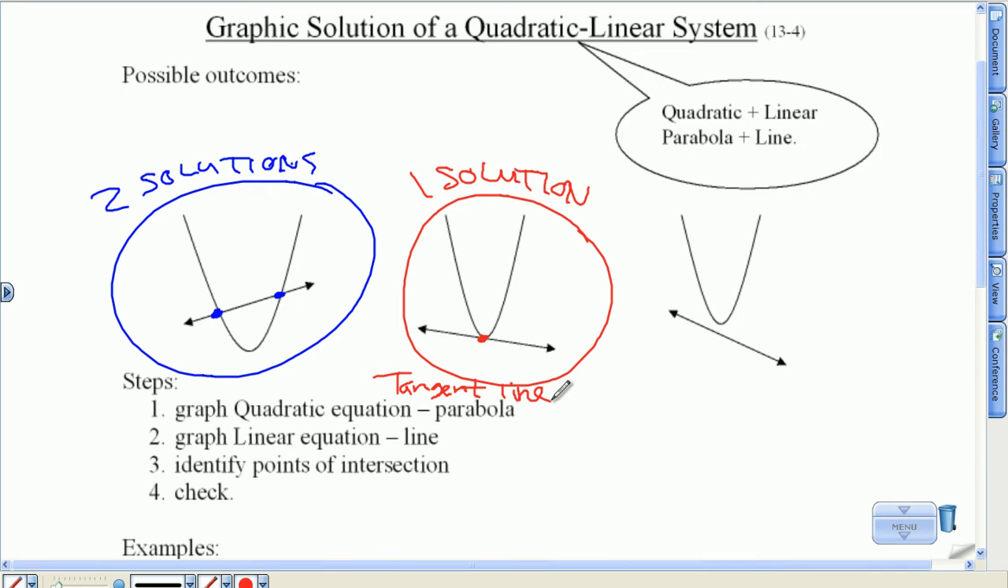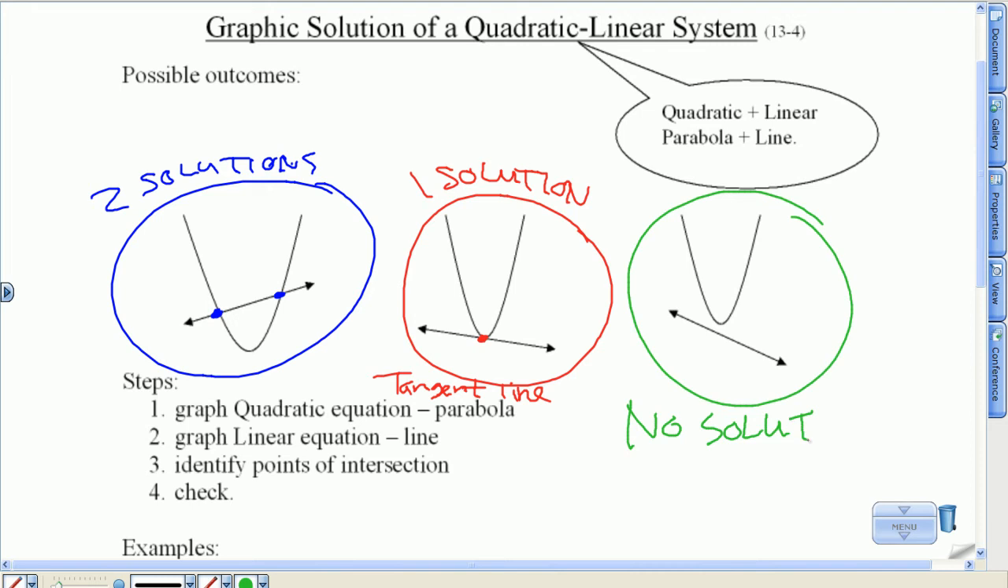And then we have a third possibility here where there are no solutions, because the line is drawn in such a way that it completely misses the parabola.